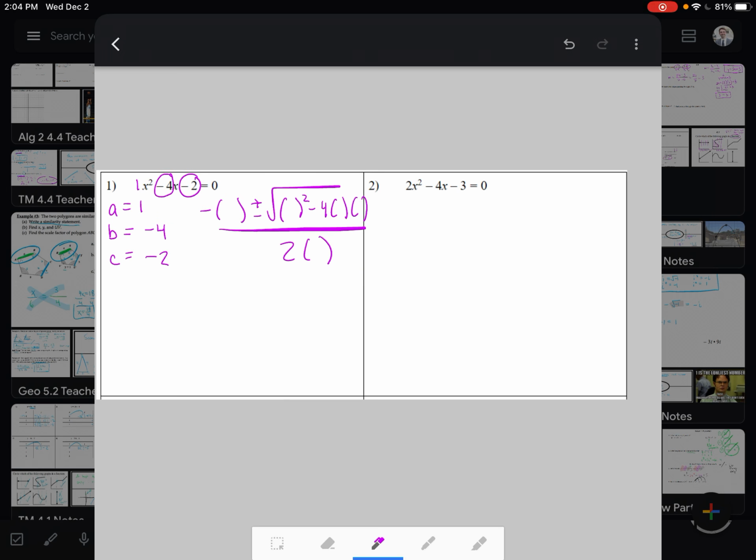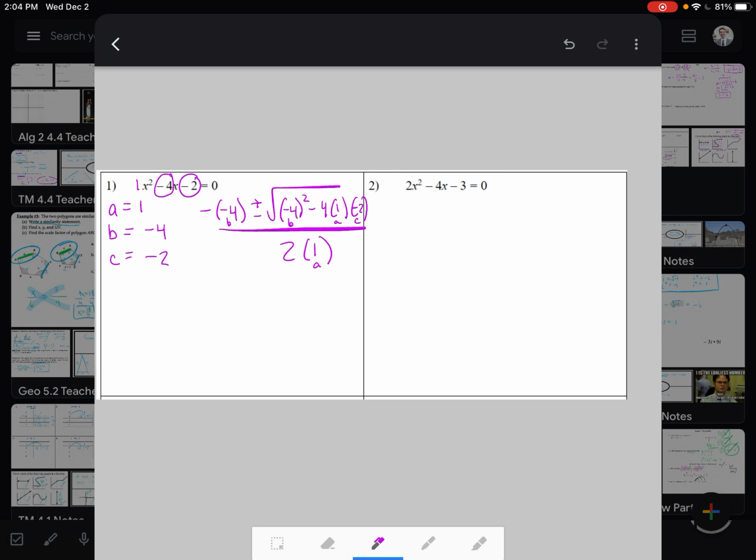And again, making sure we are plugging in the right numbers in the right spots. So carefully matching these up. Everywhere that we see a B, we're going to plug in a -4. Everywhere that we see an A, we're going to plug in a 1, and everywhere that there is a C, we'll plug in a -2.